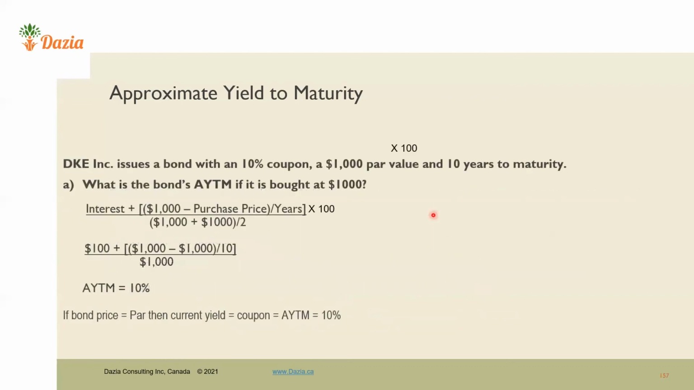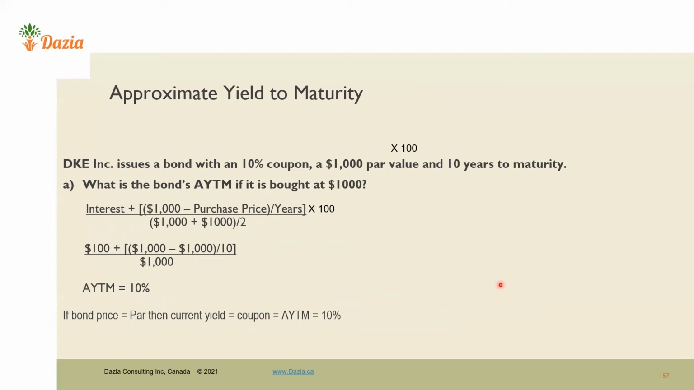If you buy it at the par value, you will take the interest, that is again $100 in this case, plus you bought it for 1,000 and you're going to get 1,000 on maturity. There's no extra benefit, right? So 100 divided by 1,000, and the average price is going to be 1,000, because you're going to get 1,000 on maturity and investing 1,000, divided by 2, that's 1,000. So 100 divided by 1,000, again times 100, will give you 10%.